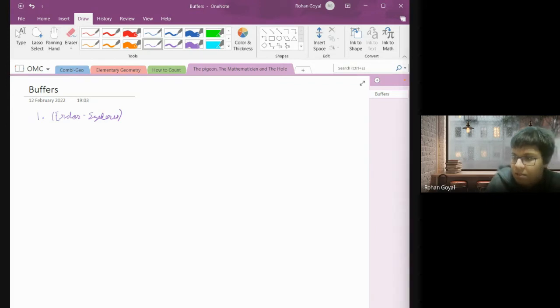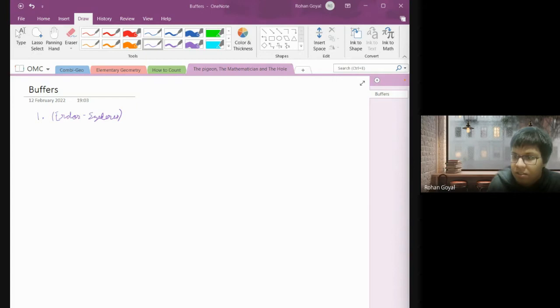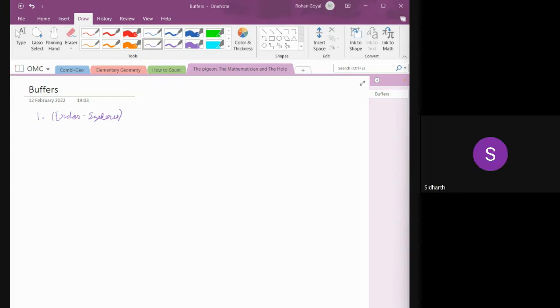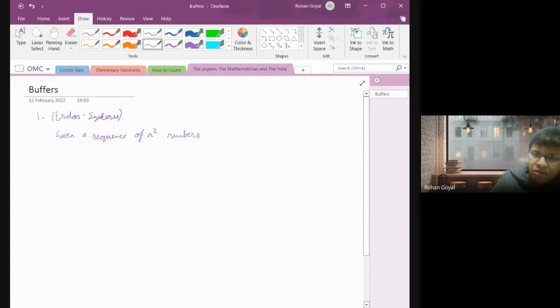Have any of you seen this name before? I think I have, but I don't remember the statement exactly. Okay, so given n square numbers, a sequence of n square numbers, there's an n-length subsequence which is monotonic.